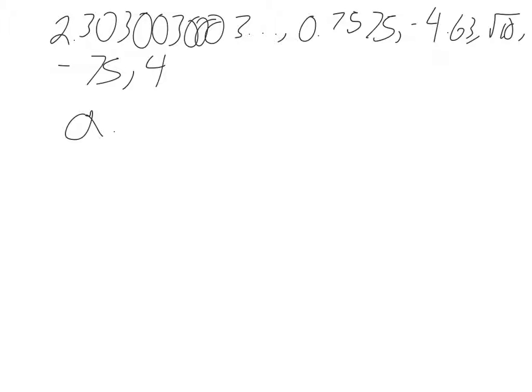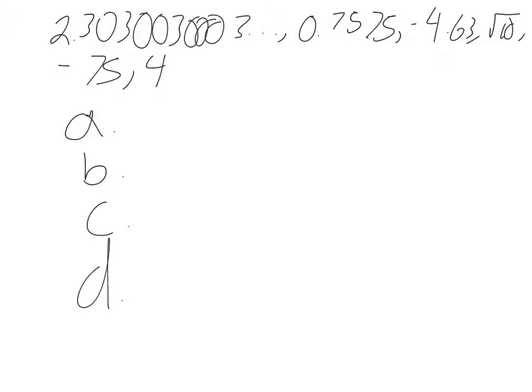A is for natural numbers, which are just normal counting numbers, whole numbers. B is for integers, which are positive and negative whole numbers. C is for rational numbers, which are terminating or repeating numbers, and D is for irrational numbers, which are non-repeating, non-terminating decimal numbers or radicals.